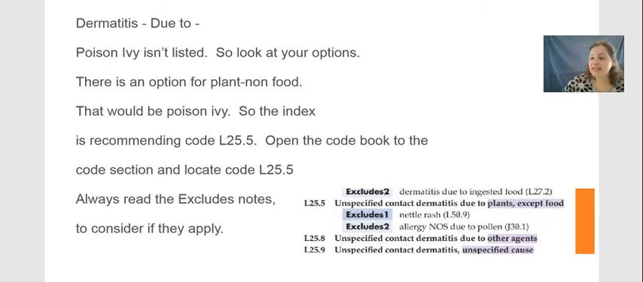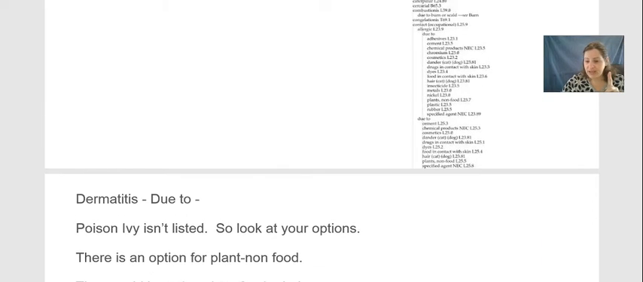So poison ivy isn't listed, so look at what your options are. Your options are a whole bunch of things, but one of them is an option for a plant that isn't food. Well, that's poison ivy, right? We don't eat poison ivy. So a plant non-food is poison ivy. Now, other plants will fall into that. You probably heard of like poison oak. That would fall into the same code. But all the non-plant foods or non-food plants fall into the same code. They don't have a code just for poison ivy. And so my index says L255 is the answer.